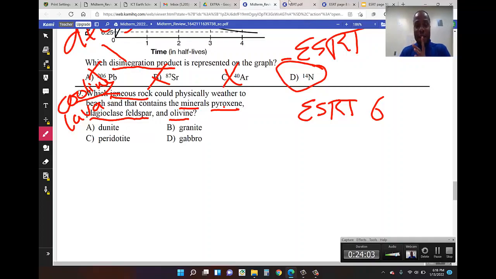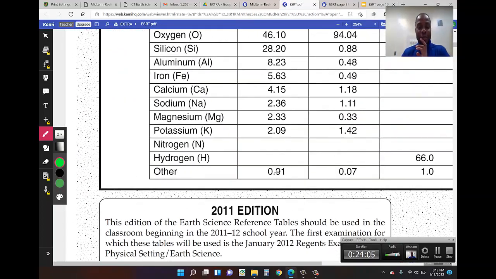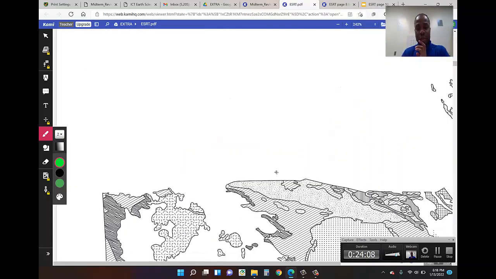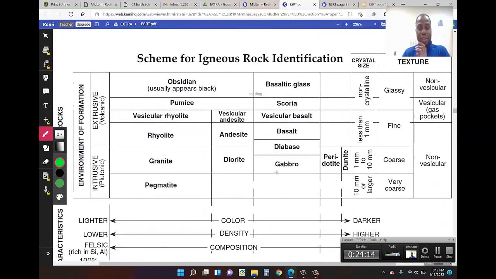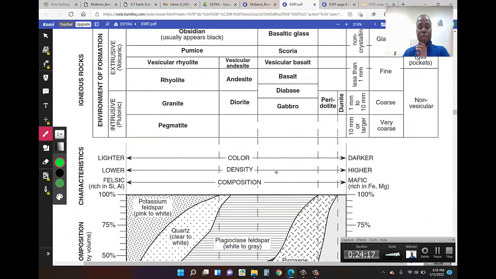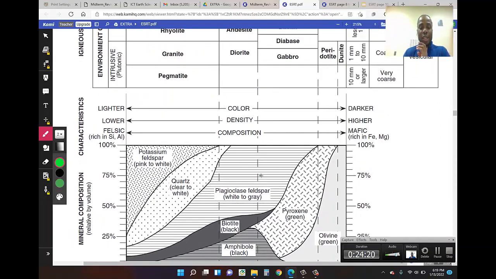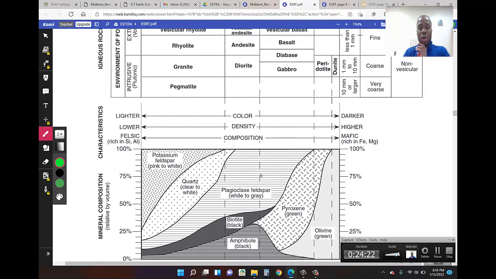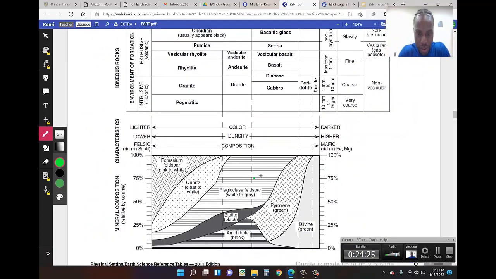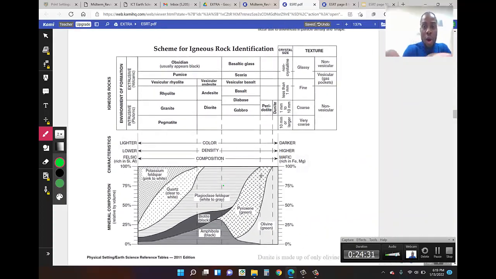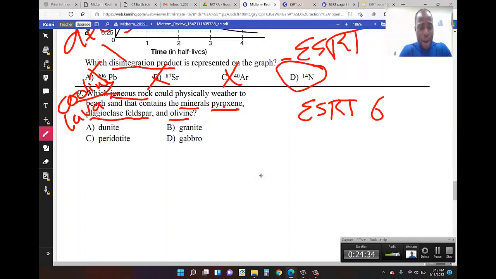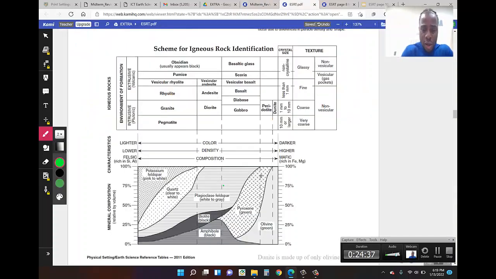Okay, so let's look at page number 6 of our ESRT. Page 4, page 5, and here we are, page number 6. So we are looking for those igneous rocks that will produce the minerals that the question talked about. I'm going to zoom in so I can have a full page. Sorry, my system is a little bit acting up with this Kami. All right, let's go back to those minerals again. I have pyroxene, plagioclase feldspar, and olivine.